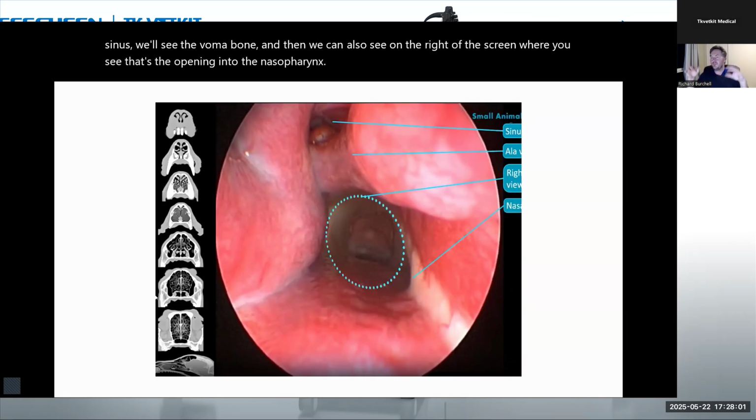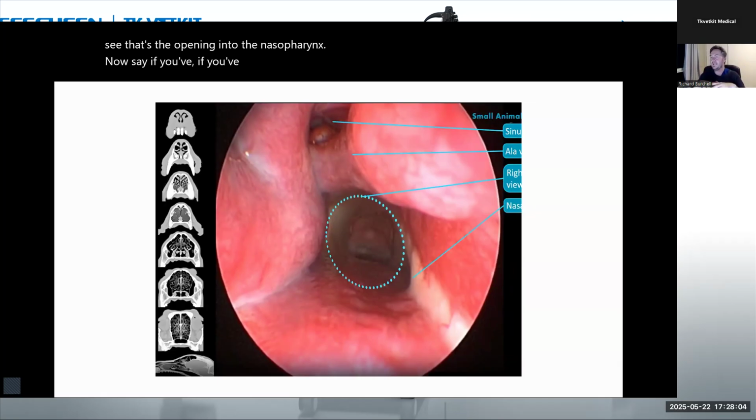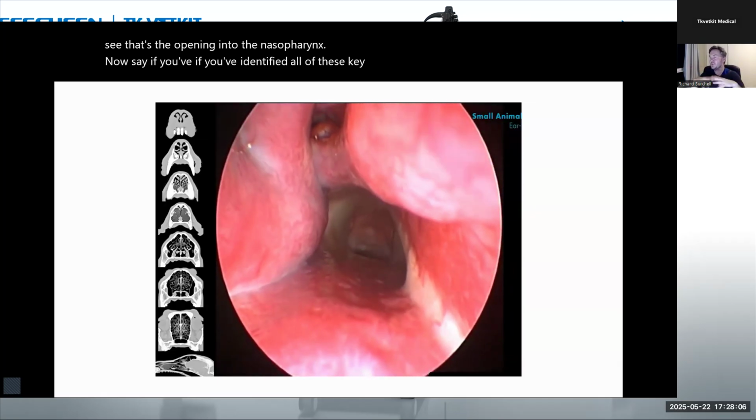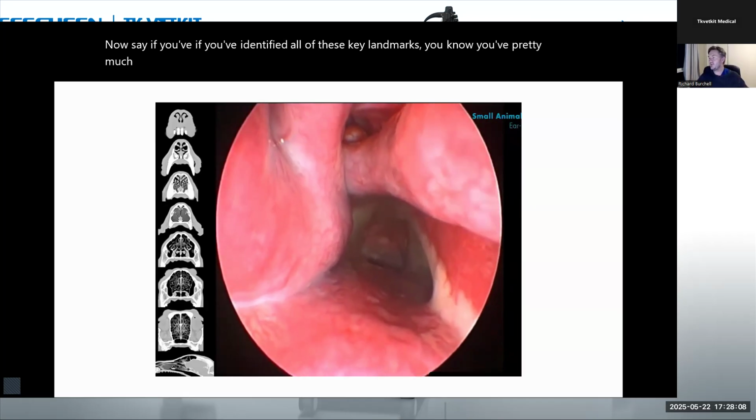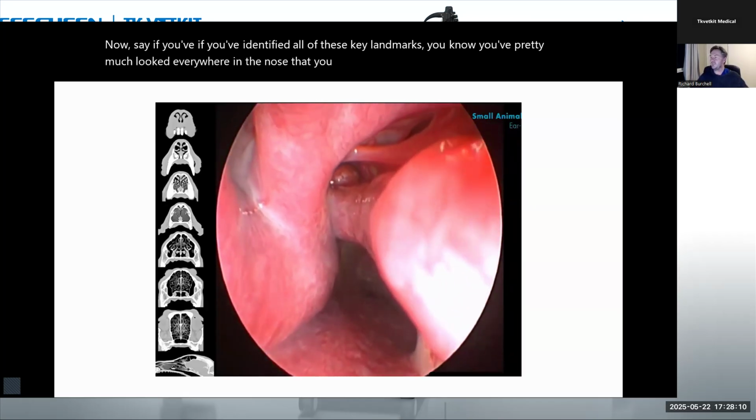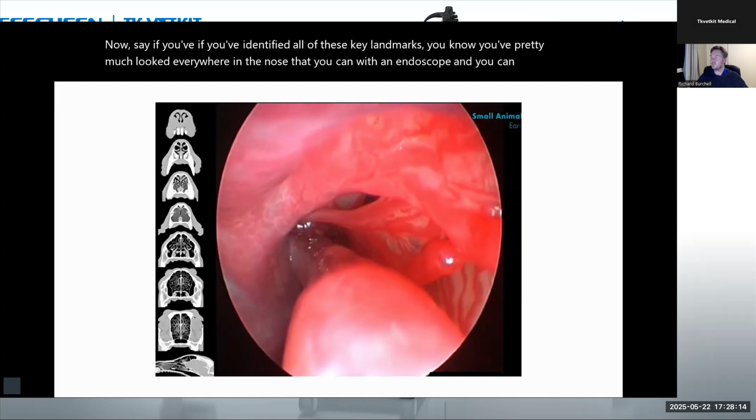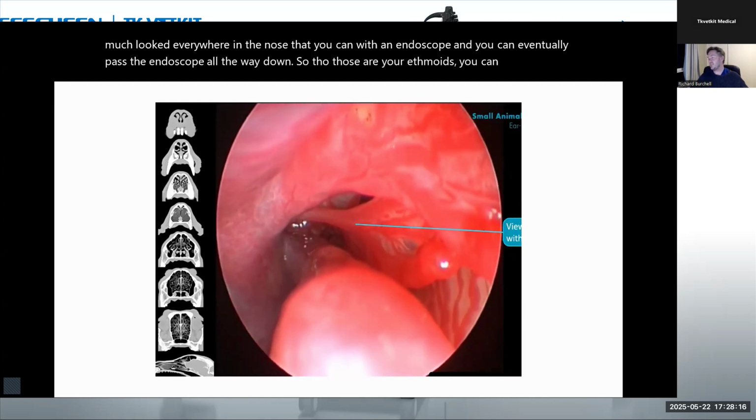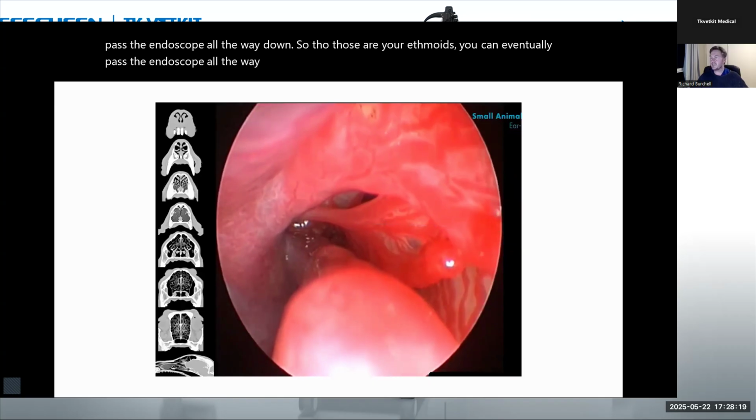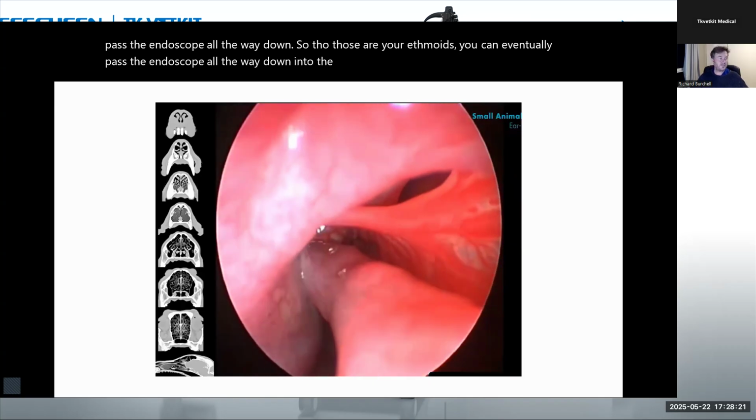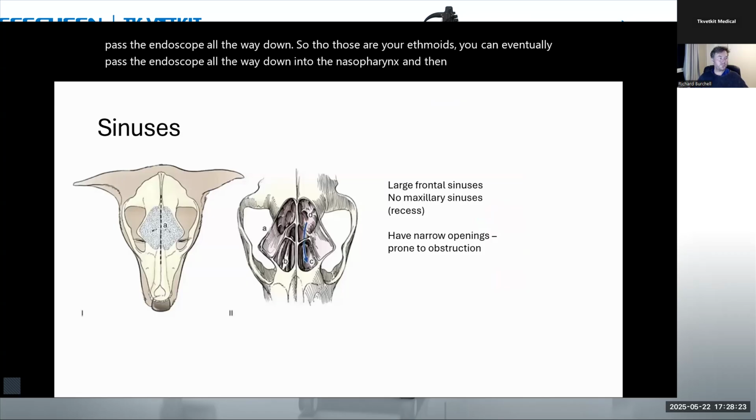Now, if you've identified all of these key landmarks, you know you've pretty much looked everywhere in the nose that you can with an endoscope. And you can eventually pass the endoscope all the way down. So those are your ethmoids. You can eventually pass the endoscope all the way down into the nasopharynx, and then you are confident that you've passed it all the way through.